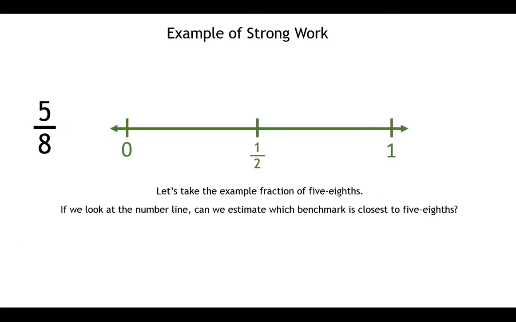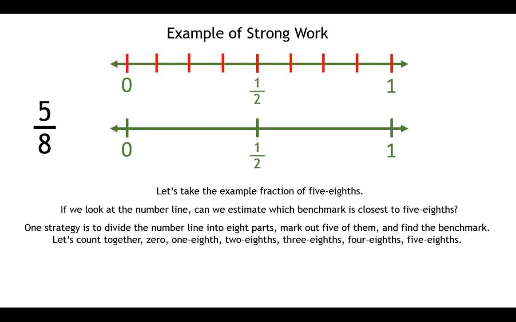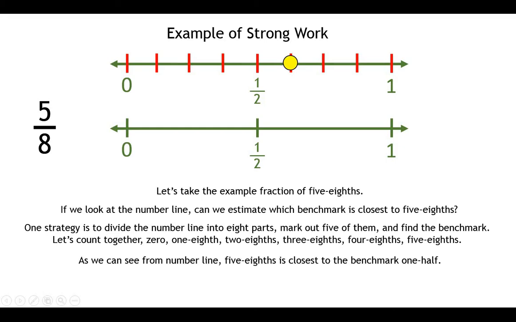Let's take the example fraction of 5/8. If we look at the number line, can we estimate which benchmark is closest to 5/8? One strategy is to divide the number line into 8 parts. Mark out 5 of them and find the benchmark. Let's count together. 0, 1/8, 2/8, 3/8, 4/8, 5/8. As we can see from the number line, 5/8 is closest to the benchmark 1/2.